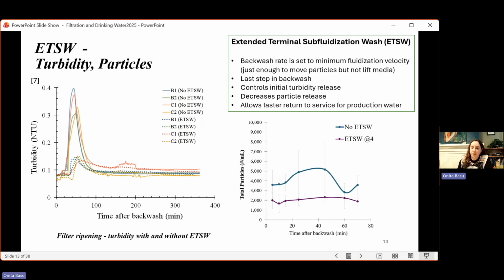You can also see another test that we ran. We used turbidity, but we were also monitoring particles in particular, so we did a particle count. The upper line here is with no ETSW step, and the lower line here was with an ETSW step. So we end up releasing fewer particles from the bed. We're overall trying to increase the safety of the water by decreasing particulates that could go into the distribution system if you incorporate an ETSW step.